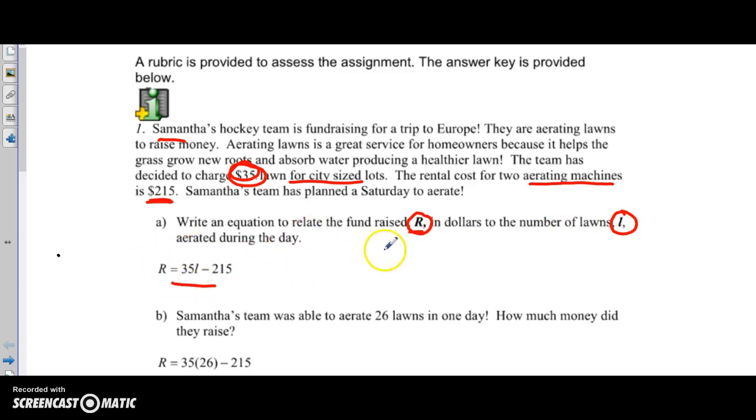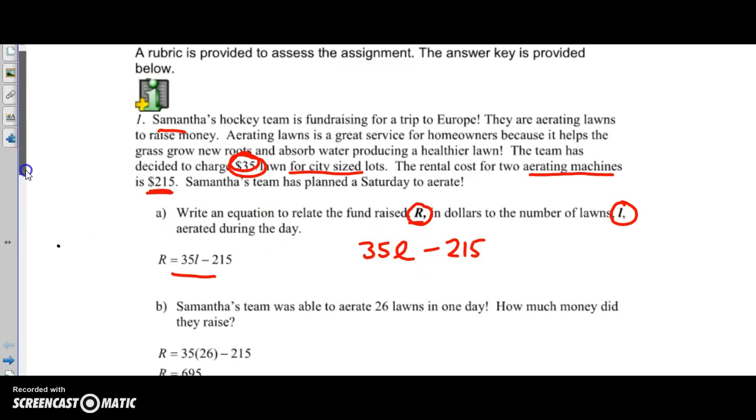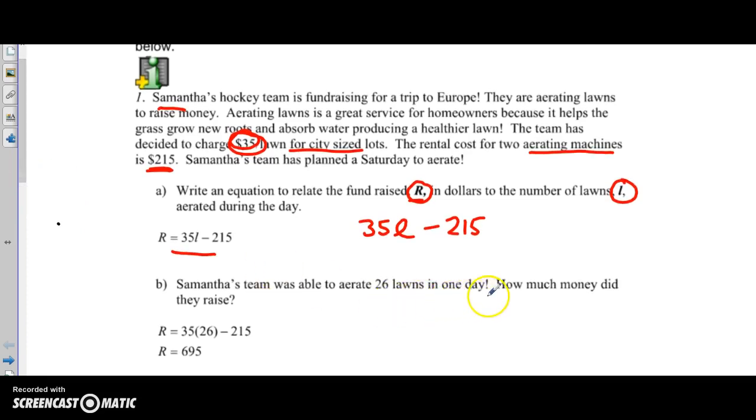You're going to make $35 per lawn, so 35 times L, okay? And that's what this is here. It's hard to tell, but that's 35 times L. And so if you do one lawn, you get 35 bucks. You do two lawns, you get 35 times 2. 3 lawns, 10 lawns, you get 350, etc. But don't forget, you need to pay for your rental. So that's the minus 215. Okay, very simple. If they do 26 lawns, how much money do they get?